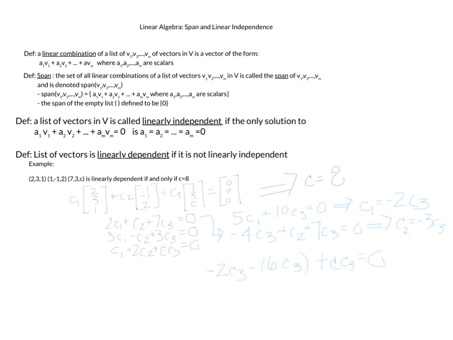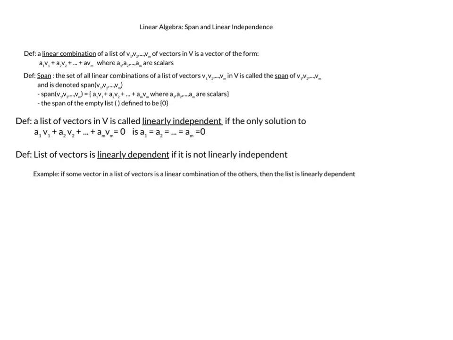So I've plugged in my c1 here. So I have my minus 2c3. I plug in for c2 here. So I have minus 6c3 plus c times c3 equals 0. And then when you work this out, you'll see that c must equal 8. Yay, I'm done.